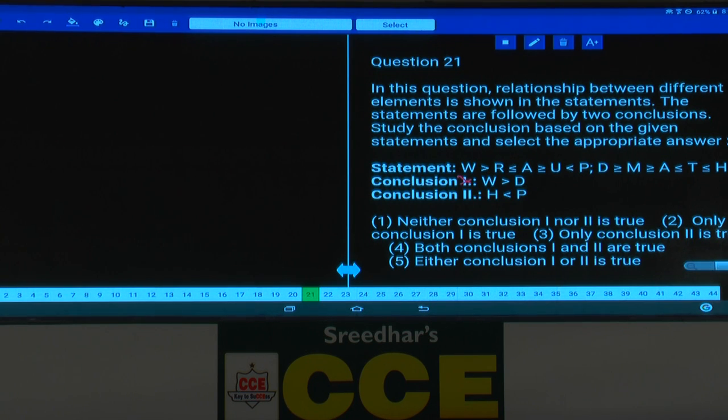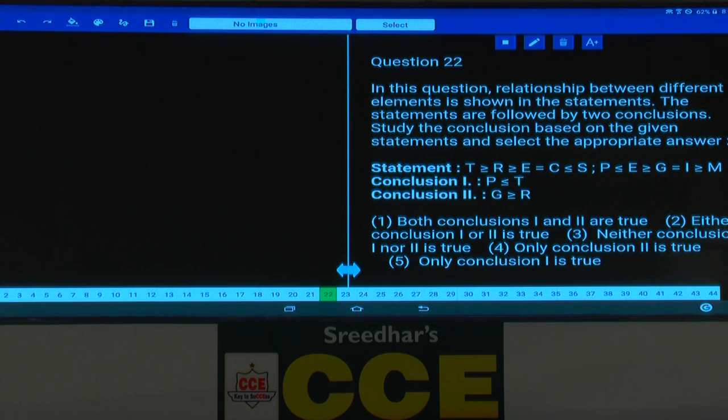Then coming to the second one, H and P. Now H and P, P is here and H is here. The letter which is common between these two is A. Now between A and P, what is the relation between A and P here? Now the relation between A and P is, again, two opposite symbols. As two opposite symbols, neither one nor two. Neither one nor two, it is given in choice 1.